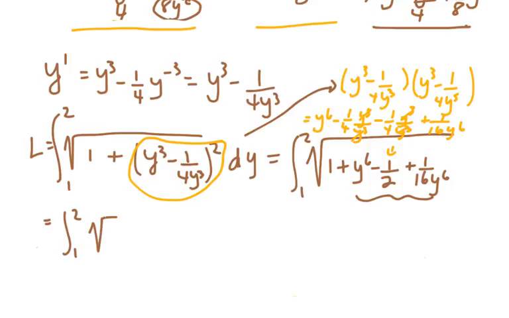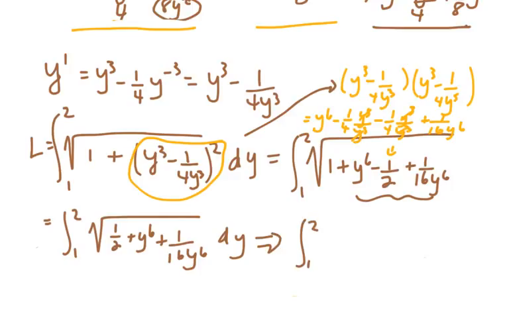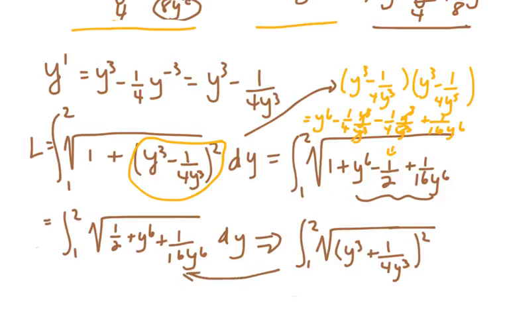So this is the root of 1/2 plus y to the 6th plus 1/16 y to the 6th. So now you need to look at that trinomial and try to get it into a square of a binomial so that we can take the root of it. And it does. This is the equivalent of the root of, and you'd have to check it to make sure you're right, y cubed plus 1/4 y cubed, squared. And you can verify that, if you expand that, you get back to here.